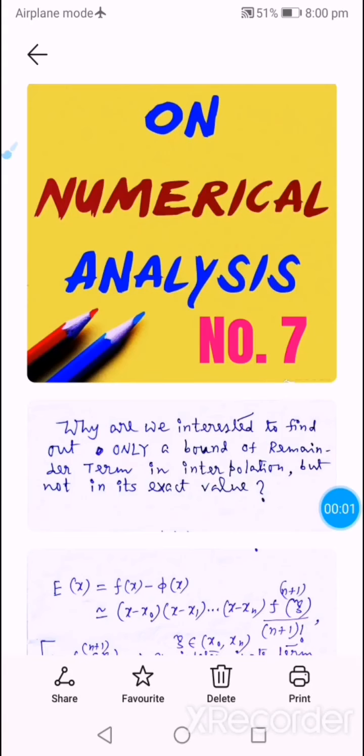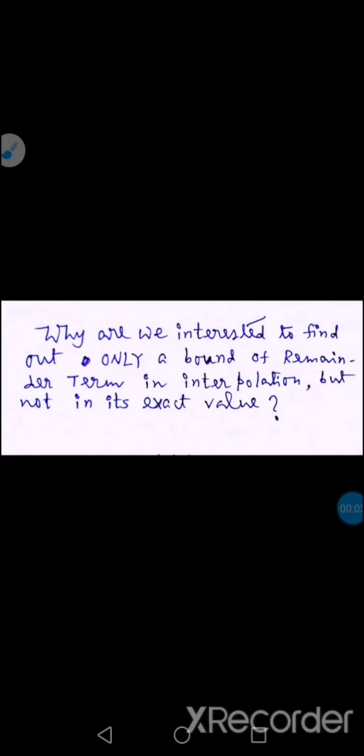Number 7. Why are we interested in finding only a bound of the remainder term in interpolation, but not in evaluating its exact value?